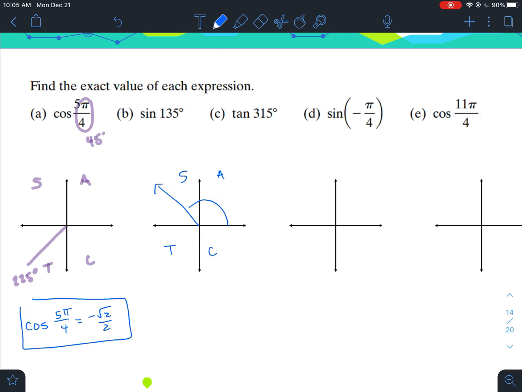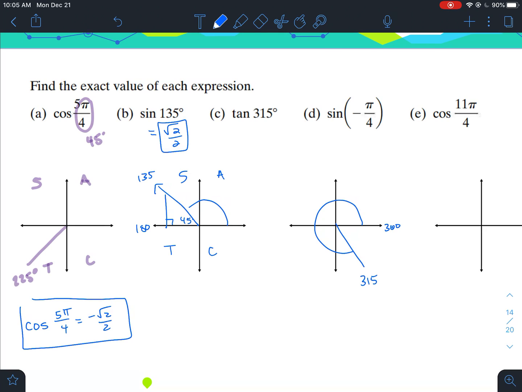The sine at 135, so 135, I'd be right here. So all students take calculus. I know sine would be positive there. And I know that if I'm at 135 to get to the closest x-axis, my reference angle is going to be 45. And I know that the sine at 45 is root 2 over 2. So this is going to be positive root 2 over 2.